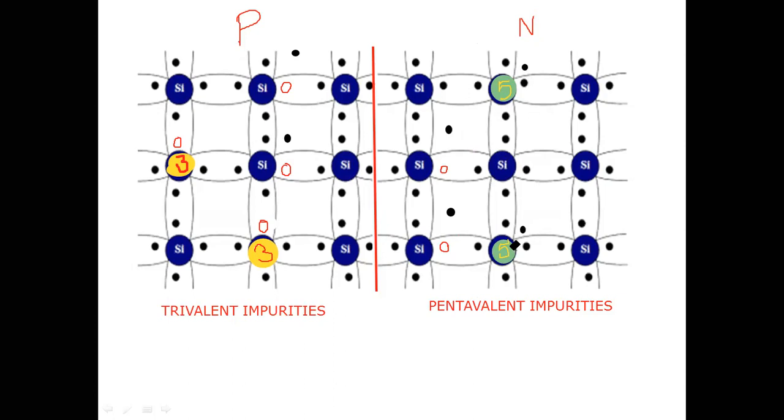Now, these pentavalent atoms are also called donor atoms. Okay, why? Because these atoms are donating one electron for the purpose of conduction. That's why they're called donor atoms. So see here, on the N side, holes are minority charge carriers and electrons are majority charge carriers.